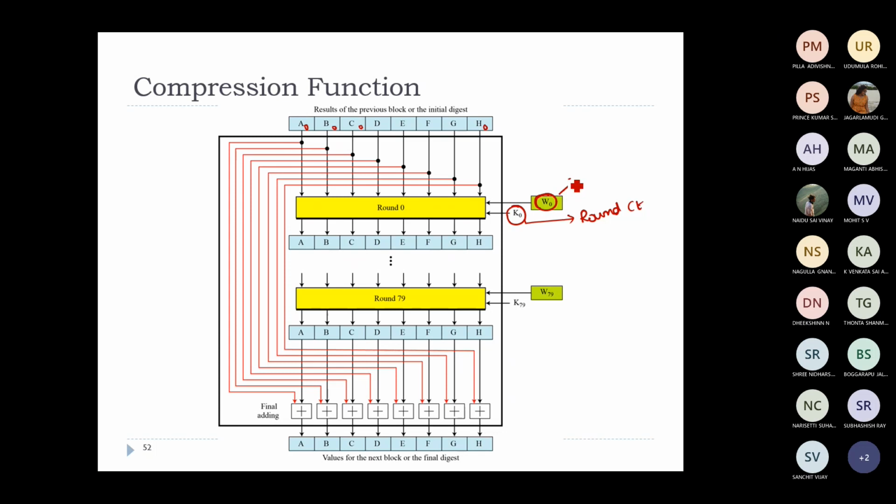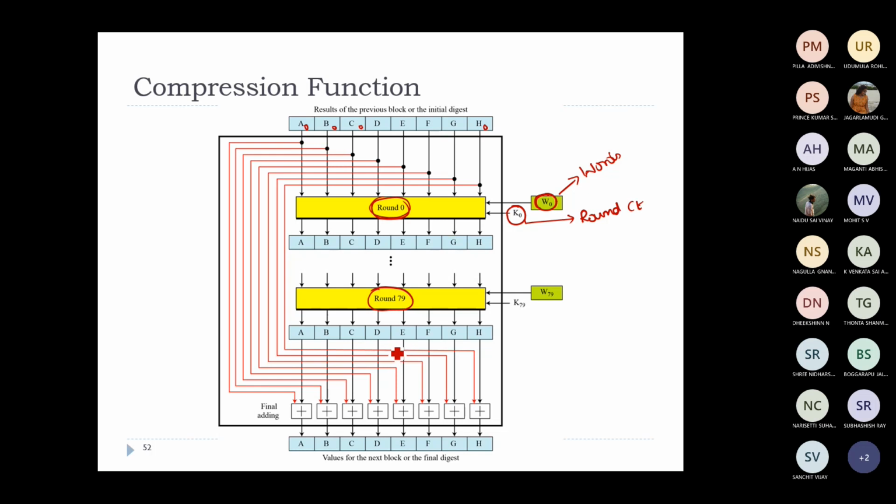Okay, and these are nothing but your words. So the first 16 rounds, no issues. We have the words from the message. After that, we'll be using word expansion. Then we'll be using it. So inside each and every round, the compression function is going to happen. We'll see what is happening inside this one. This will be repeated for 80 rounds, that is up to 79.